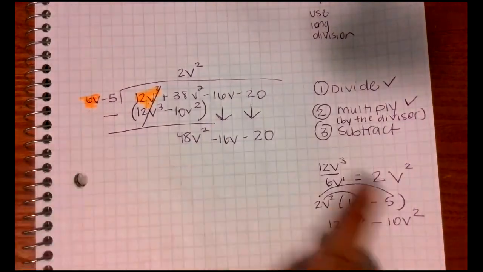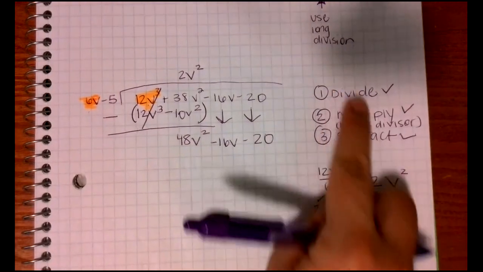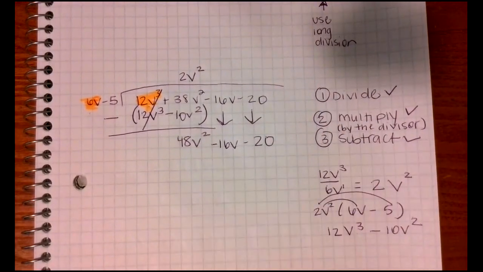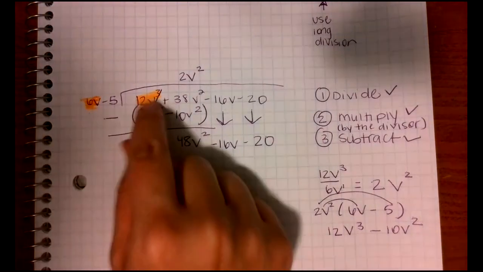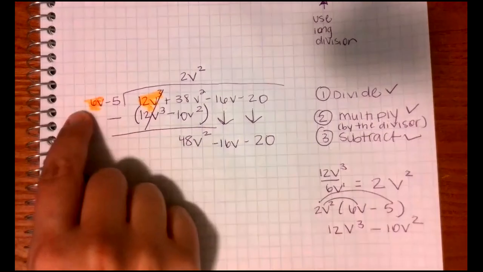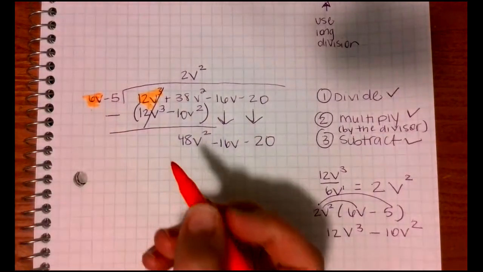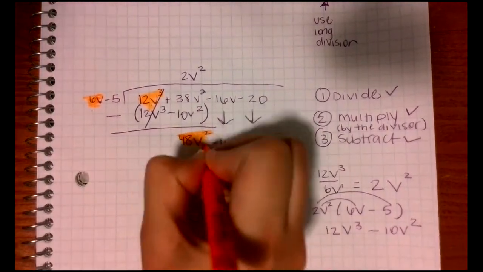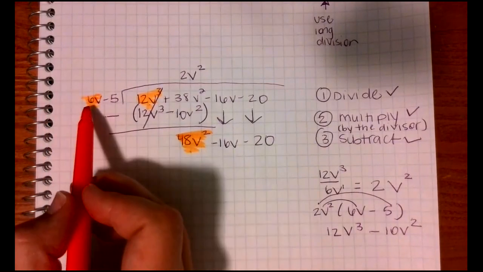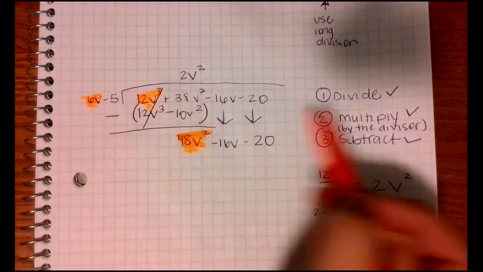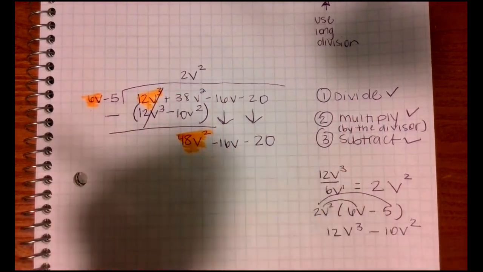And look, you just subtracted. Now you just do everything again. You start the problem over, basically. Where we did our first term divided by our first term, now this is our first term, 48v squared, but we're still dividing by 6v. We're going to go through these steps again.